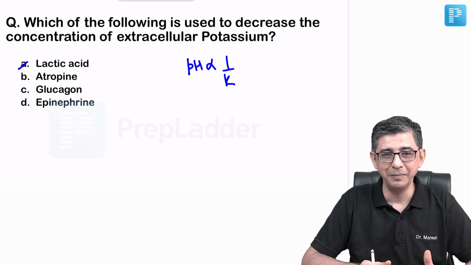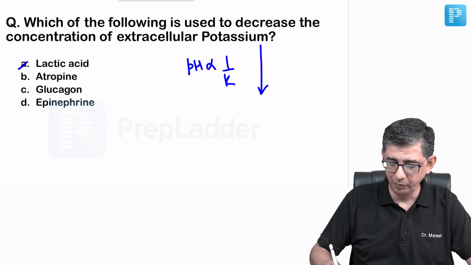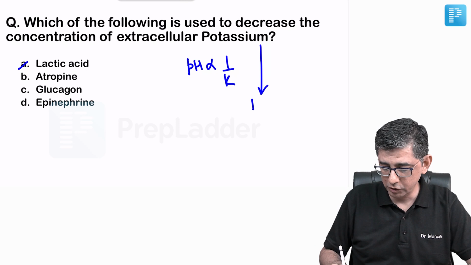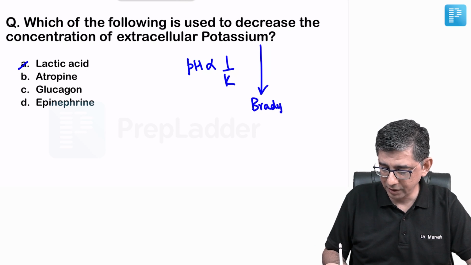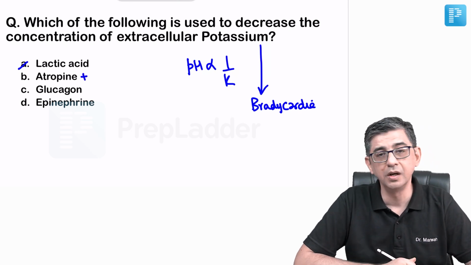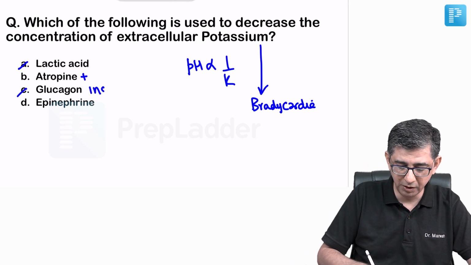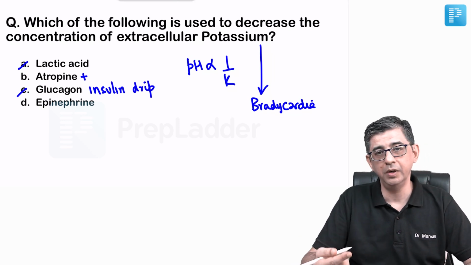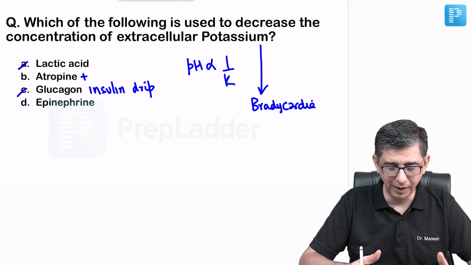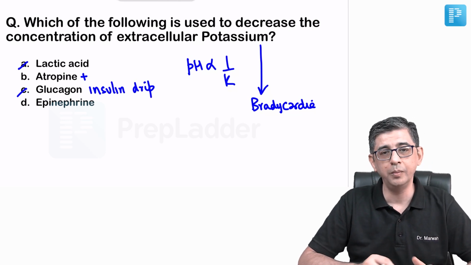Then there is atropine. Now the point is potassium slows the heart. So slowing of the heart by potassium results in development of bradycardia, and therefore atropine makes sense. So I will keep this in the options. Glucagon I will rule out because what I want to use in my patient is actually an insulin drip by which I'll be able to send potassium into the cells. So A and C have been ruled out. We are left between atropine and epinephrine.